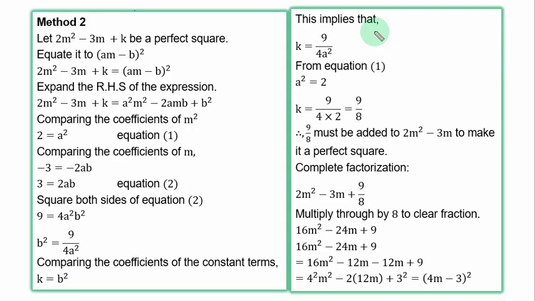So let's take the second method to solve the same problem. In that method, we assume the term that must be added and add it to it. So that term is k. So we add it to 2m squared minus 3m. Then we look for k. After adding it, we try to get the result when you factorize the perfect square.